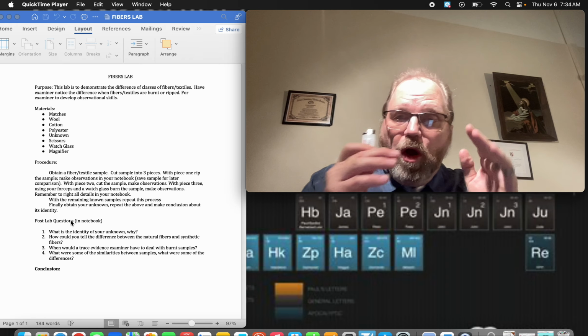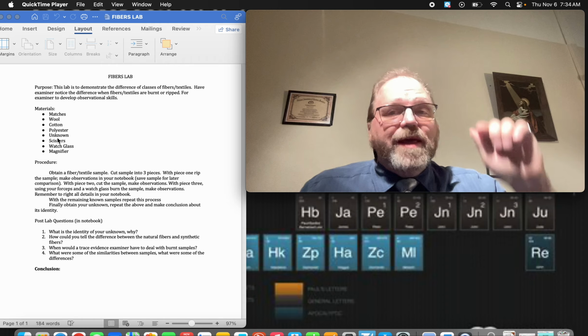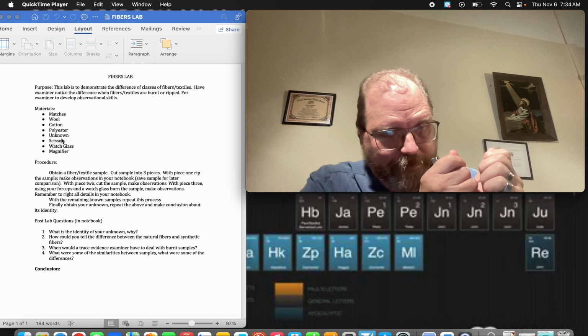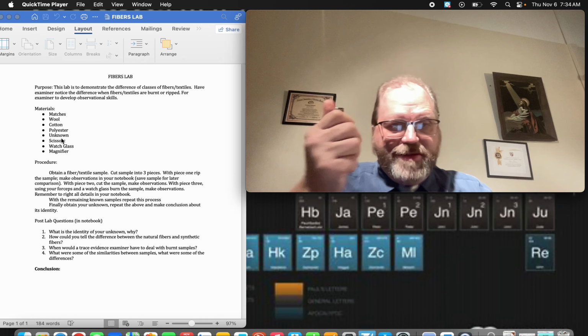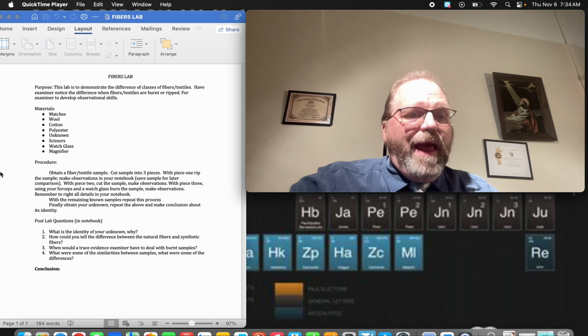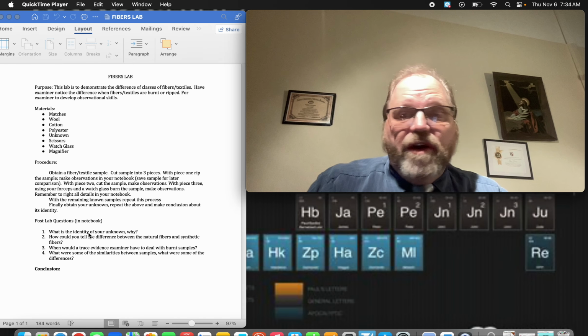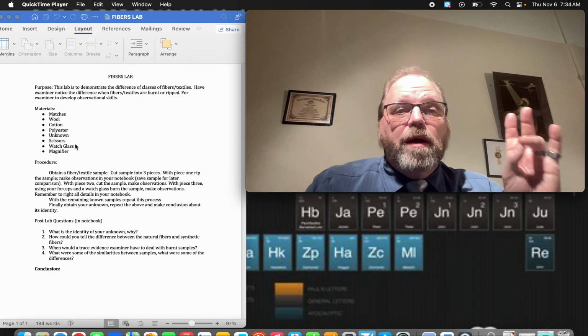Now, once you've done all three of those and identified what they look like, take your unknown, do the same thing: cut it, rip it, examine it, look at it, and then take the lighter and light it up. And in that way, we can identify the different materials. Now, what is the identification of the unknown? Which of the three: wool, cotton, or polyester?